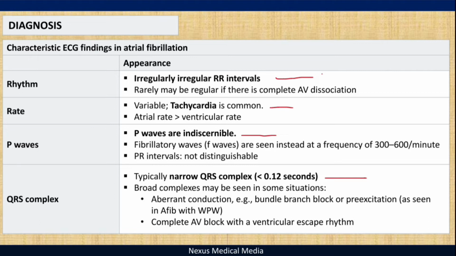For example, aberrant conduction, e.g., bundle branch block or pre-excitation as seen in AFib with Wolff-Parkinson-White syndrome. Complete AV block with a ventricular escape rhythm can also cause the broad complexes.